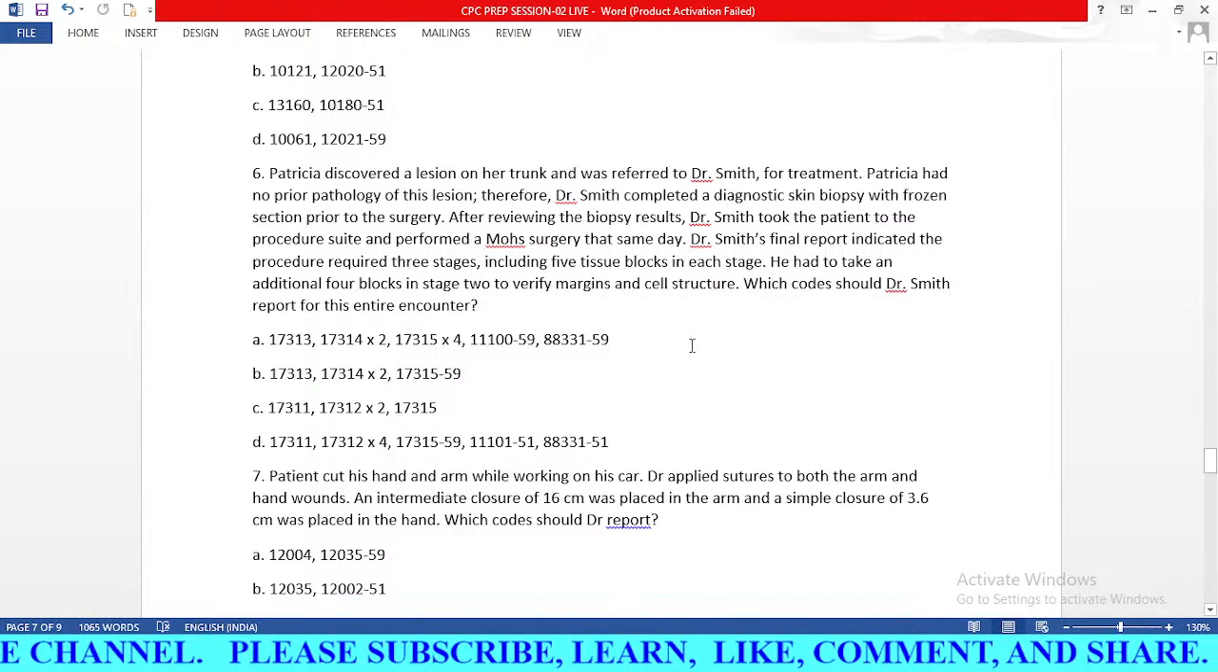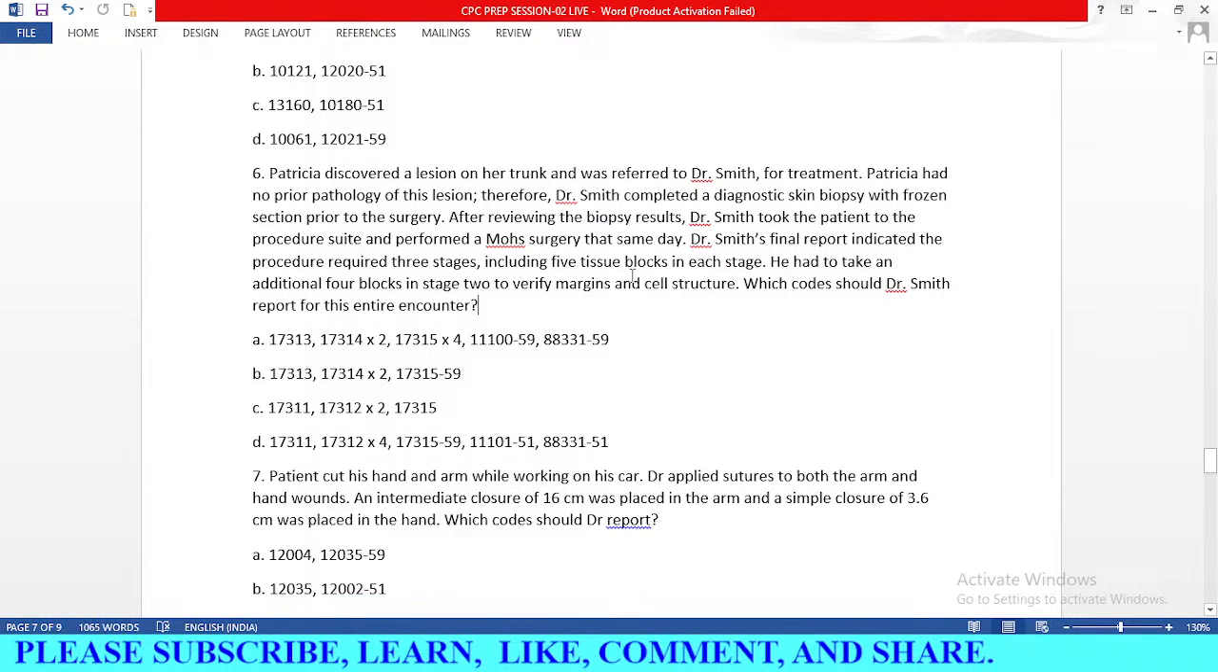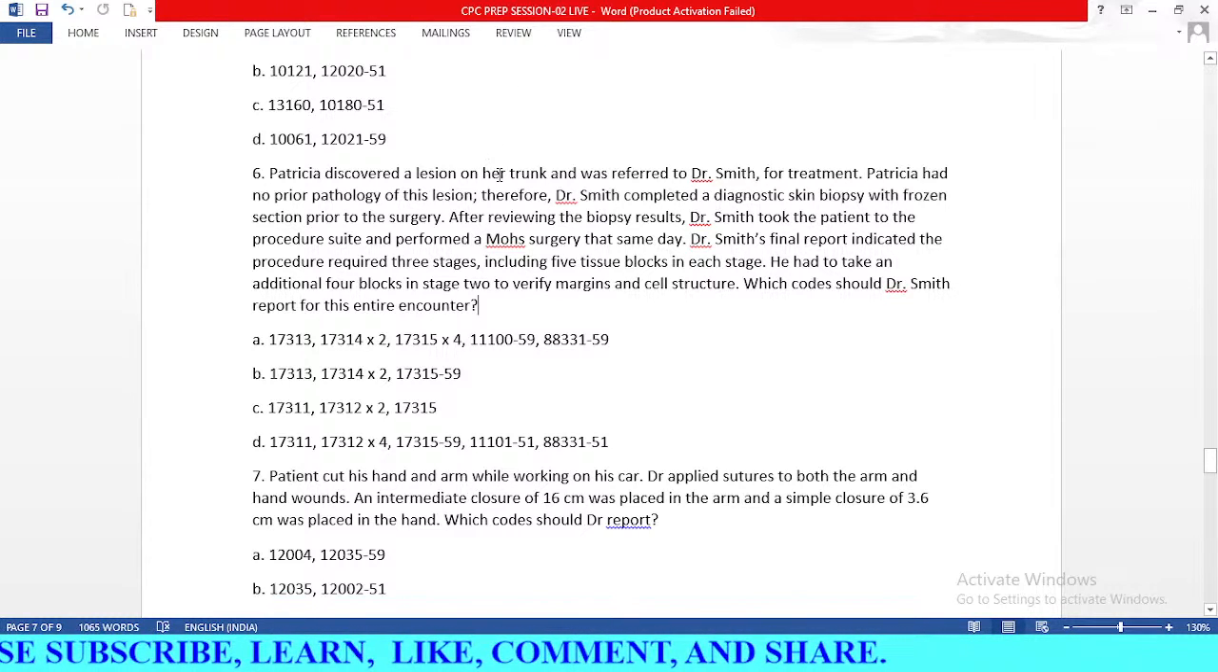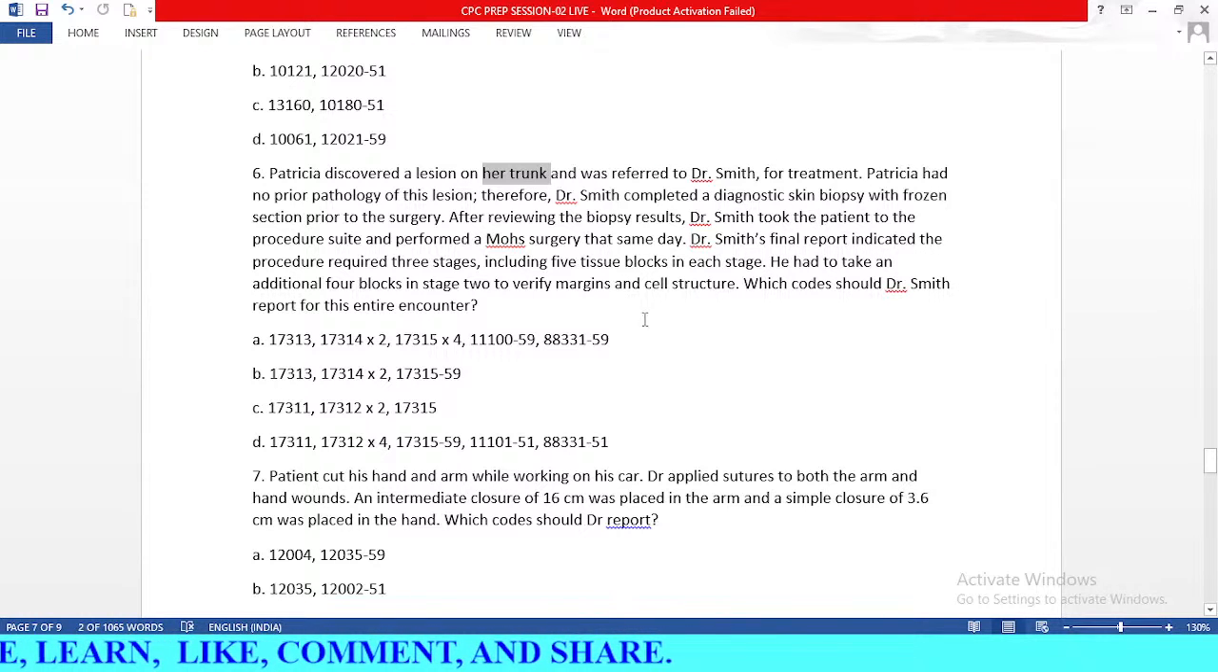DS, first of all, whenever we code Mohs surgery, we need to check the location of the surgery. So here our location is trunk. So we need to check the trunk description now. Like 173, we have two codes here, 17311, 17313.